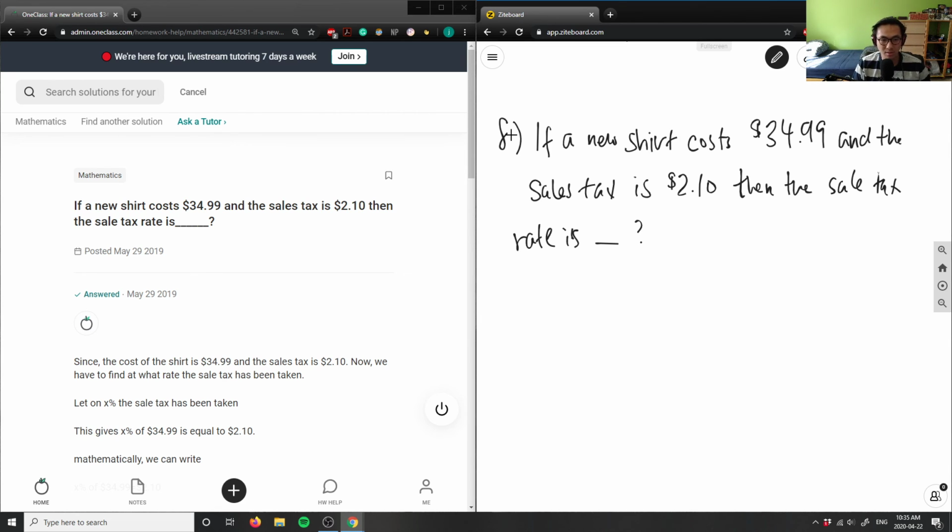So take a moment to think about this problem. If a new shirt costs $34.99 and the sales tax is $2.10, then the sales tax rate is. So we're looking for a rate here. When we look for a rate, we're looking for some type of division problem, right? Or a percentage, right? A rate is a percentage. The sales tax, for example, in Ontario is 13%, right? So it's a percentage of what you buy, right? So this here's a big giveaway as to what we're doing here. Let's take a moment to think about this problem.